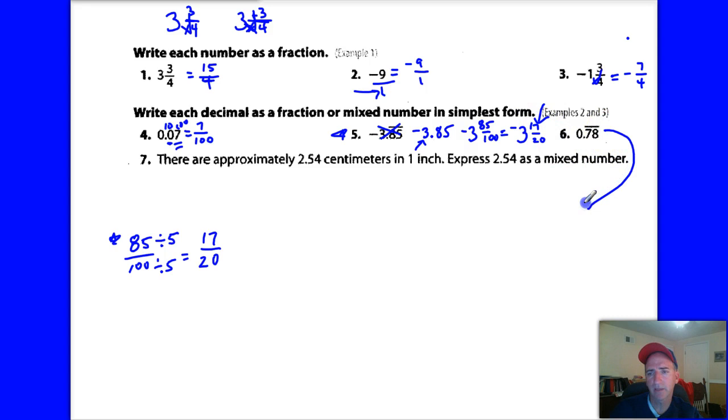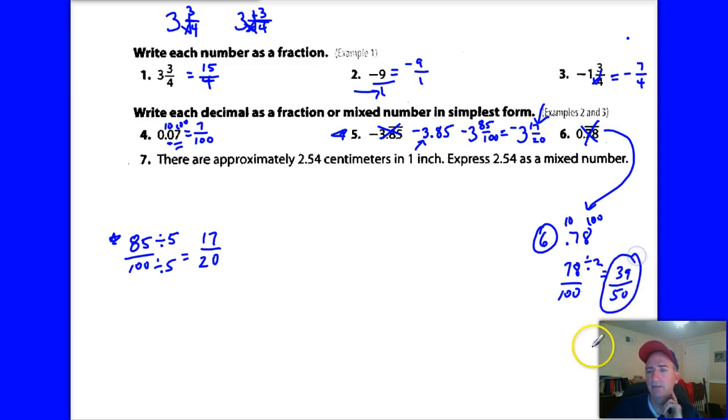Okay, number 6, how about I just do that one down here? So I don't like how this paper's laid out. Okay, again, I want to do the same thing. Instead of saying it with a bar, let's just call it 0.78. Okay, tenths, 100ths. So it's 78/100. All right, well, that's got a common factor of 2, so I'm going to divide that by 2, and that's equal to 39. And that's 100 divided by 2, and that's equal to 50. 39/50 is what that equals right there. 78/100ths is the same as 39/50 right there.